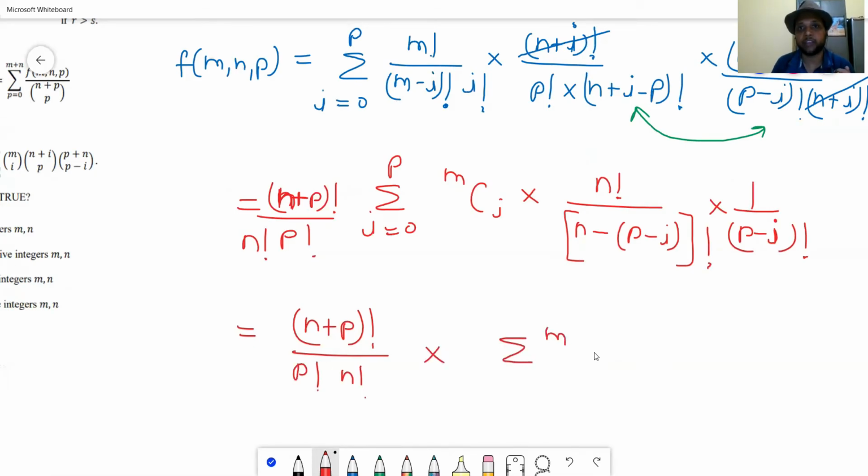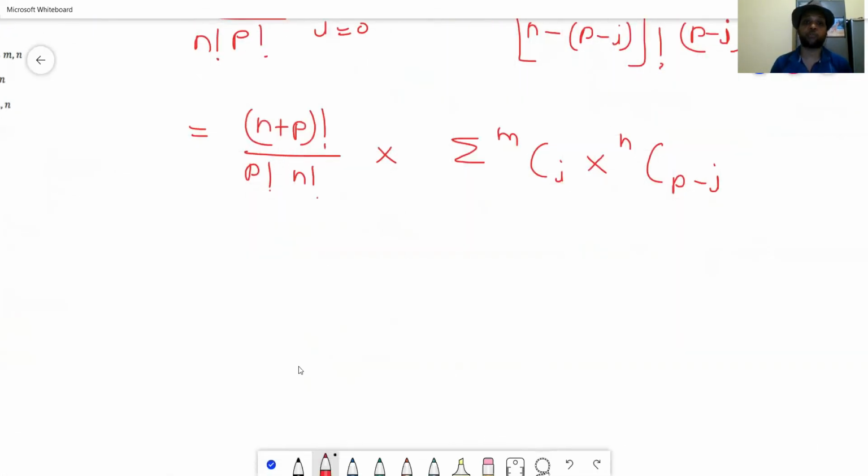summation of mCi into, and what is this? This is nothing but nC(p minus i). So far so good. If you have studied binomial theorem and series, where we have to find out series involving product of two C terms, where the lower subscripts have summation equal to some constant value, here we can see the summation of the lower subscripts is a constant. It's i plus p minus i is p.